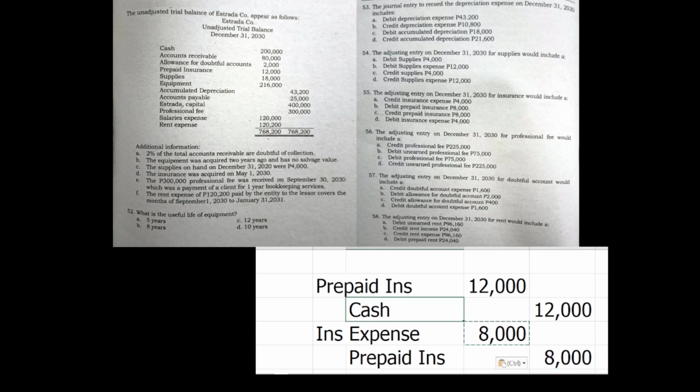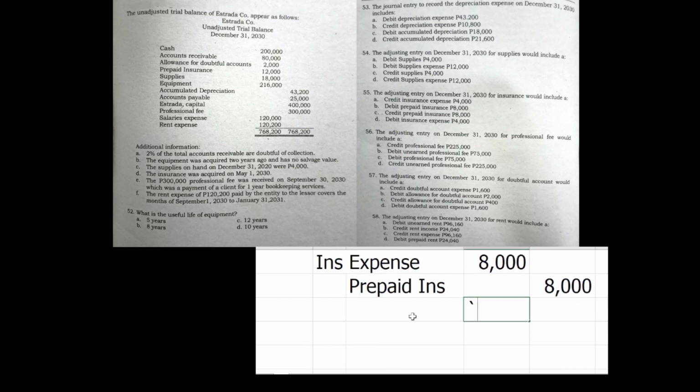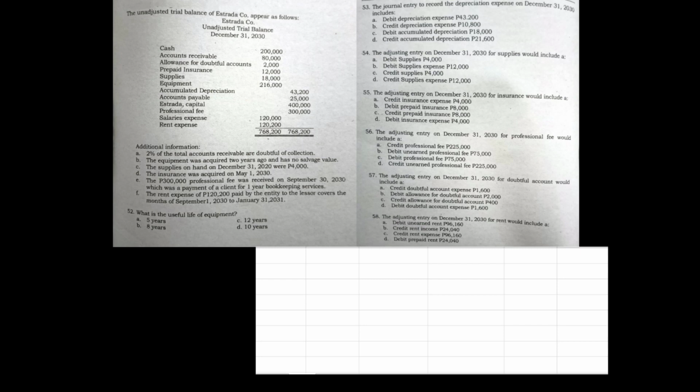Okay? So, I hope nagkakaintindihan tayo dito, ano? Okay, so to answer the problem, yung answer natin dito, number 55, is letter C. Credit tayo ng prepaid insurance of 8,000. Again, 55, letter C. Okay, next number. We have number 56.